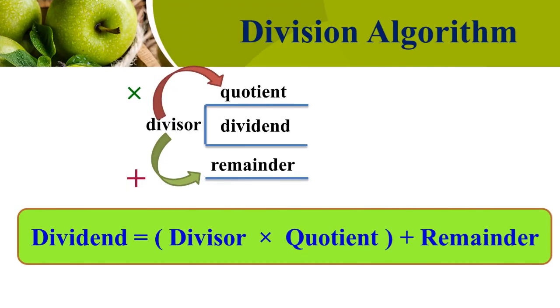Or we conclude that division algorithm is dividend equal to divisor into quotient plus a remainder.